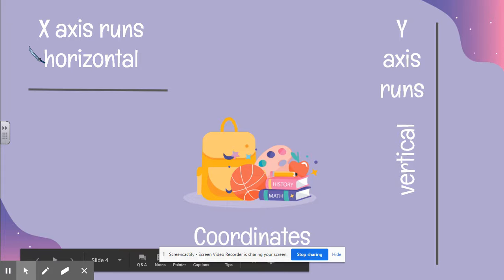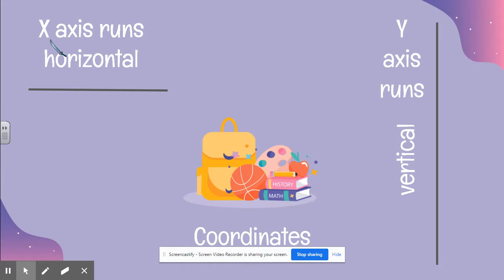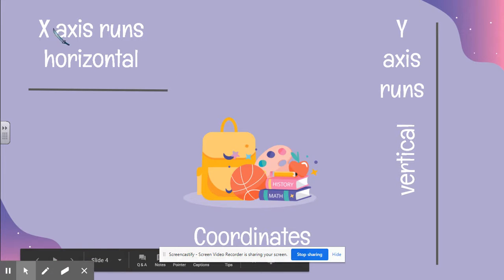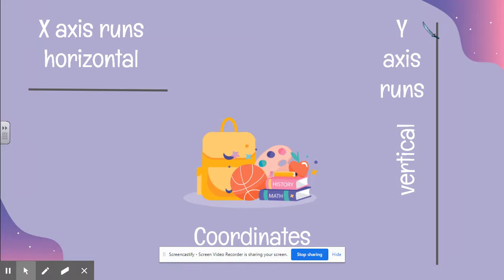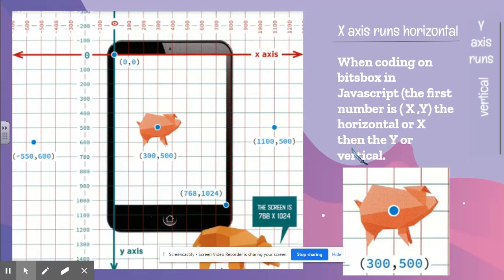So, some really important things to know. When you are coding in Bitsbox, you will be putting some numbers in the parentheses. We'll be showing you that in just 1 second. Those are called coordinates. The x-axis runs horizontal. The y-axis runs vertical. So when you're trying to move objects, you have to remember that. You also have to remember a pixel is very small and that you are moving them per pixel.